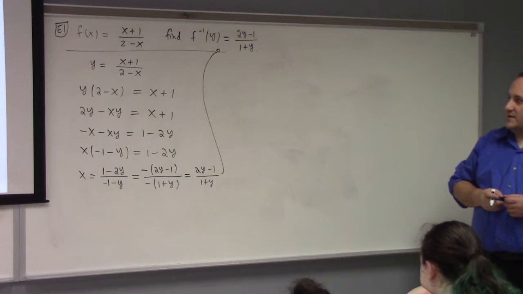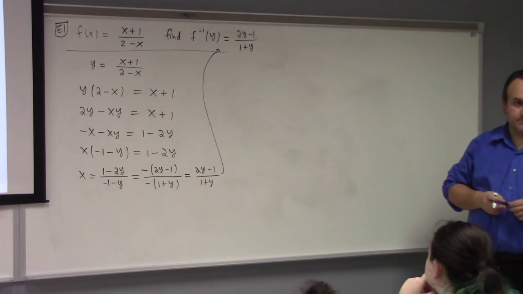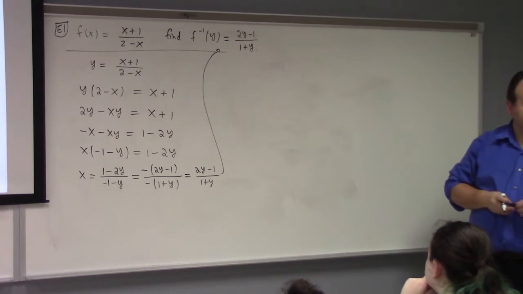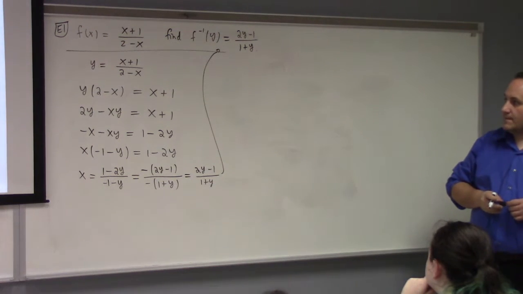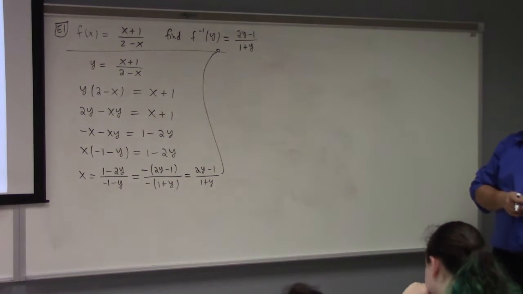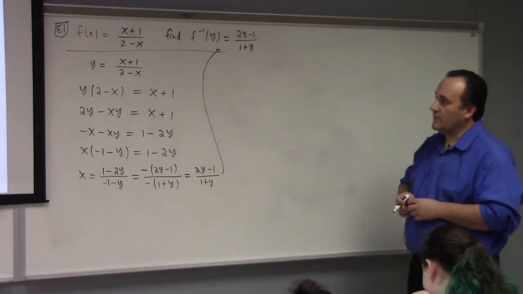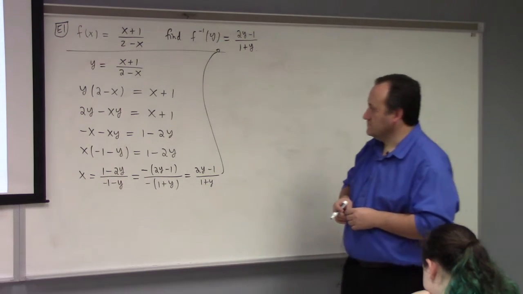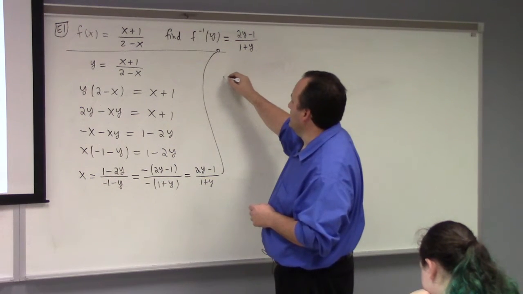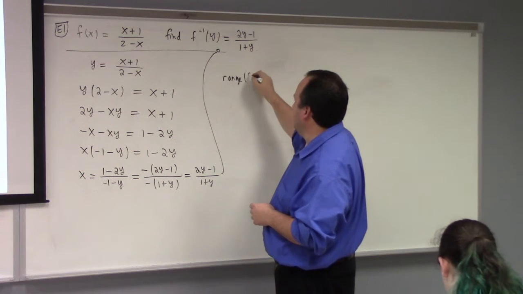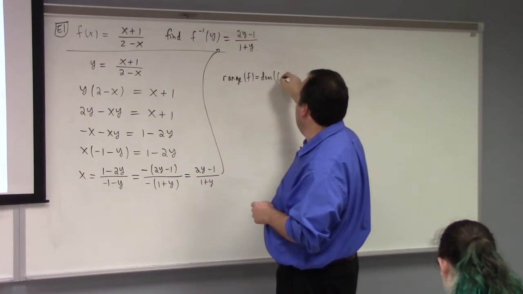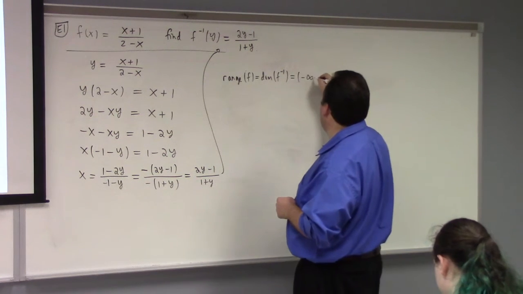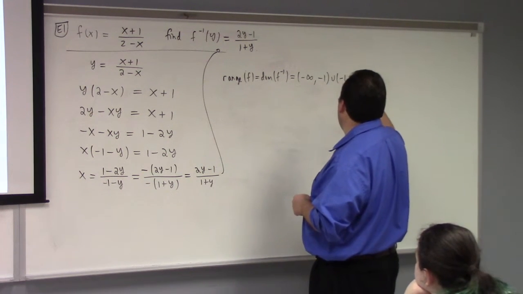What would the range of the function be in this example? Everything except for what? Everything except for negative 1. What would the domain of the function be? So we just said that the range of the function is the domain of the inverse function, which here would be minus infinity to minus 1, union minus 1 to infinity.